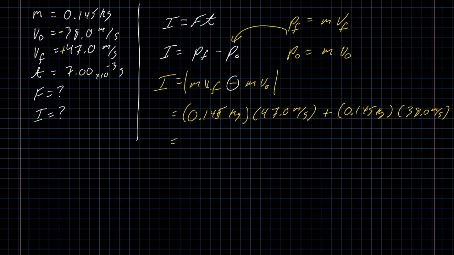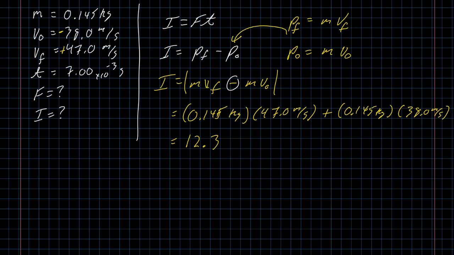From here, I can grab a calculator. Everything can go in one go. 0.145 times 47 plus 0.145 times 38. My calculator tells me that this comes out at 12.325. To get three significant digits out of that, I guess I'll round it to 12.3.